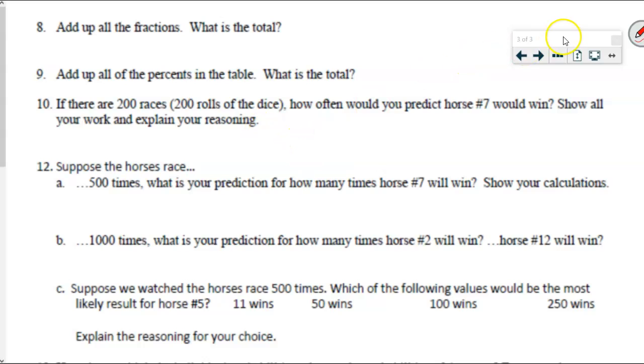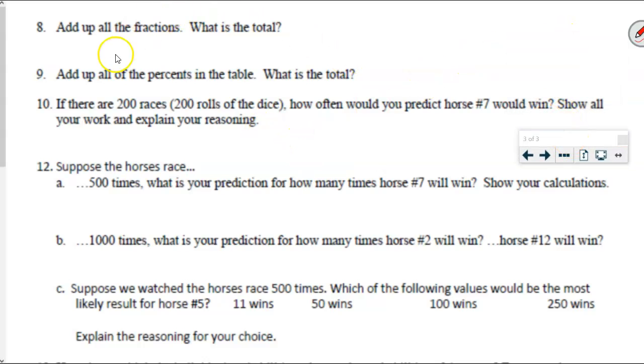The other thing is I want us to really have a good solid understanding of what are some possible options for the probabilities. To really truly make sense of that, I want you to add up all of the fractions, find the total, add up all of the percents, what is the total?